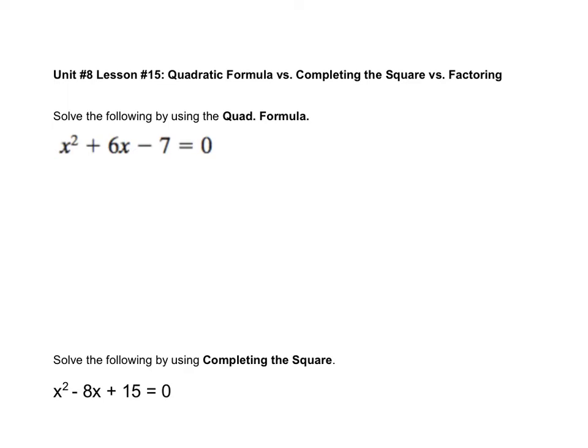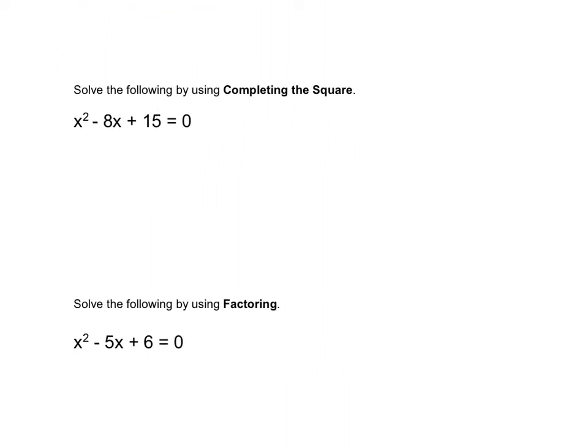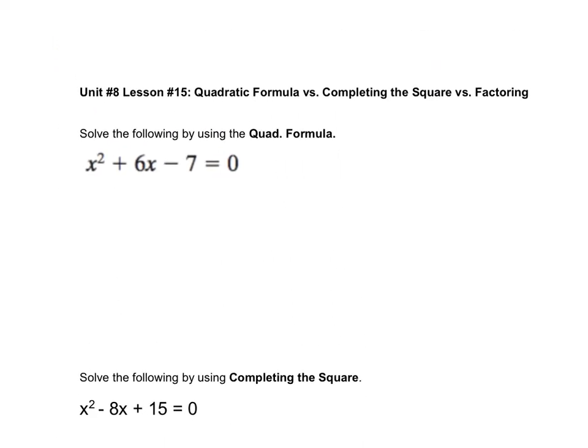For the first example, we're going to use the quadratic formula. For the second, we're going to use completing the square. And for the third, we're going to use factoring. Each process is different, but each process will give you the exact same answer. So I can do completing the square or quadratic formula, and I'll get the exact same answer every single time, and I can then do factoring. But note, you can't always factor.